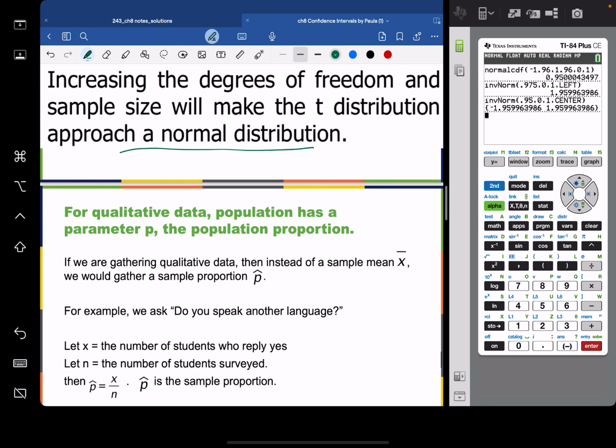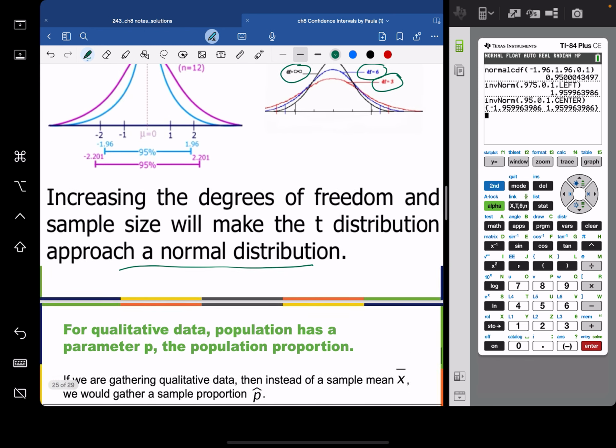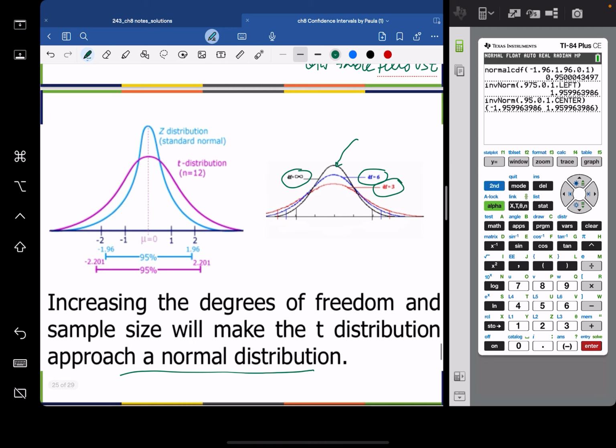And I'm going to stop right here and show you an example of using the t-distribution to create a confidence interval.